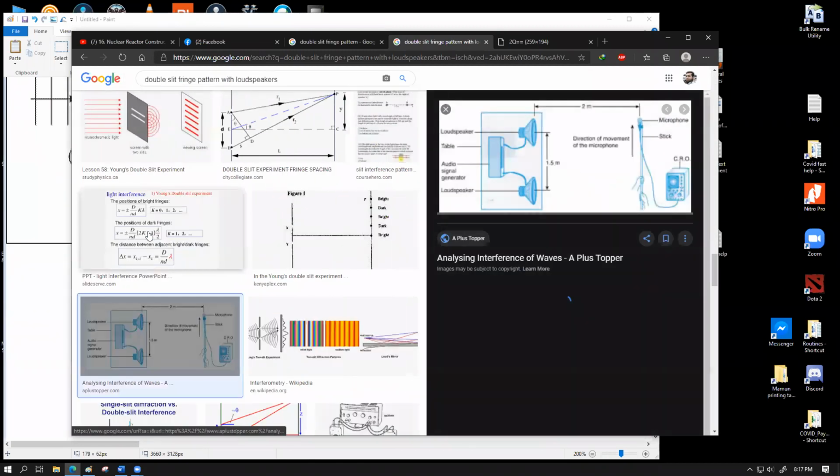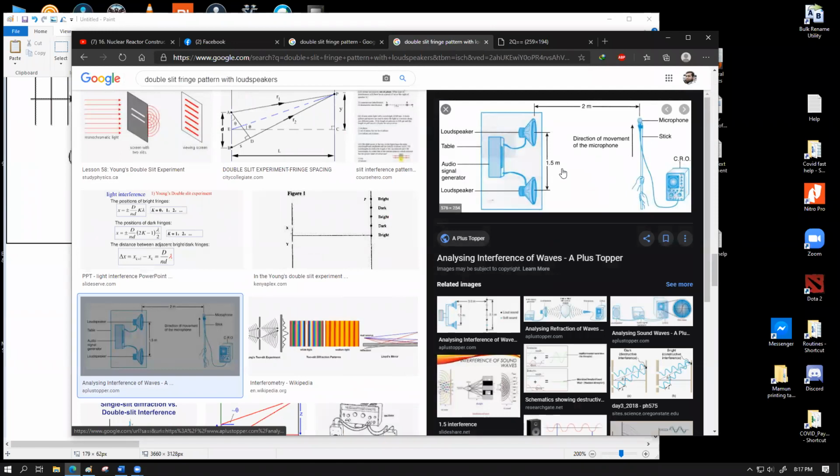Okay, yes. This is the typical apparatus setup that you are mostly questioned by. So let me explain what is happening here. We have two identical speakers. They are run from a single audio signal generator. This audio signal generator is a device that can produce a known frequency of sound. So it's going to produce a frequency signal to those loudspeakers, and these loudspeakers are going to play that tone. Tone means a single frequency sound.